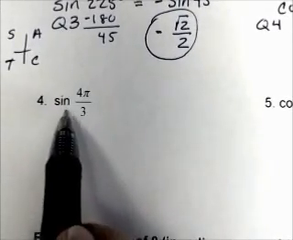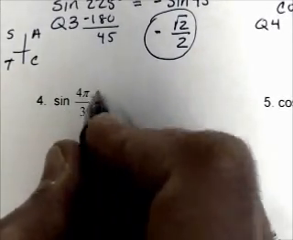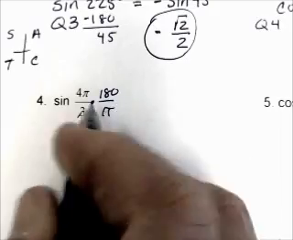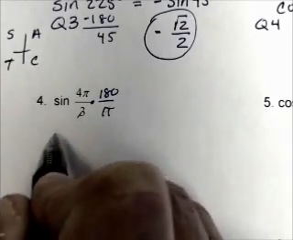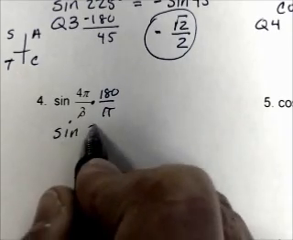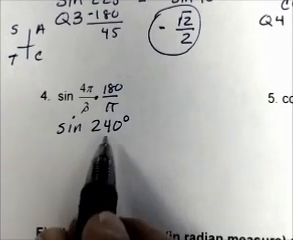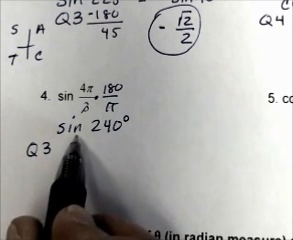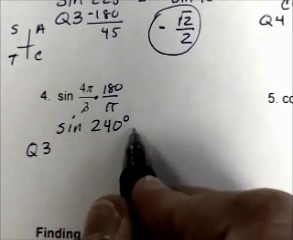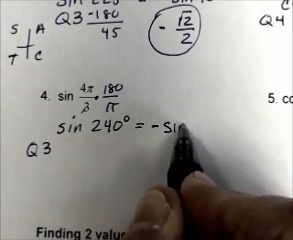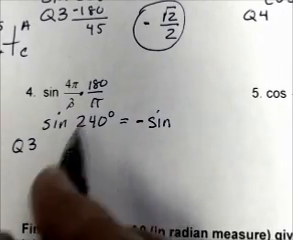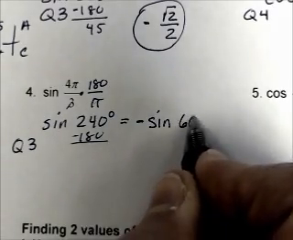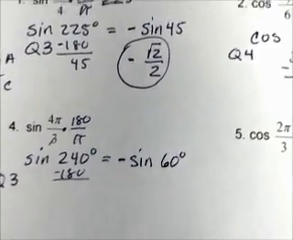All right, so sine of 4 pi over 3, convert to degrees, multiply by 180 over pi, that's 240. So this is equivalent to the sine of 240 degrees. The 240 degree angle's terminal side lies in quadrant 3, where sine is negative. So sine of 240 is going to equal negative sine of the reference angle. If I subtract 180 from it, I'll get the reference angle of 60. So it's equivalent to negative sine 60.